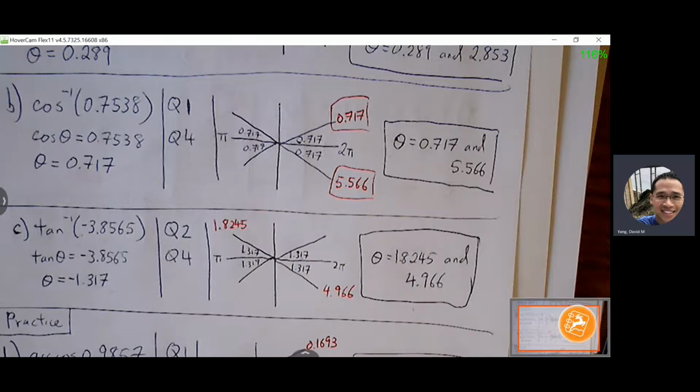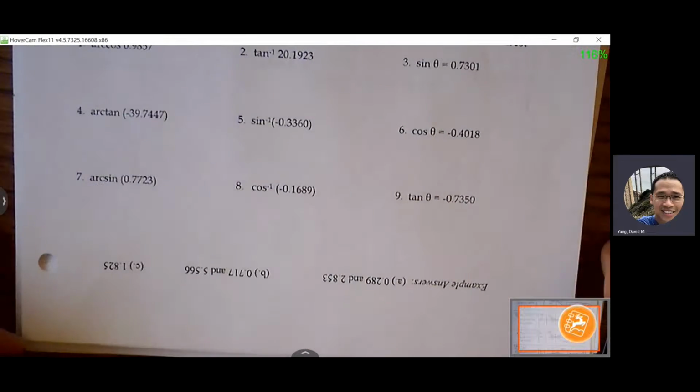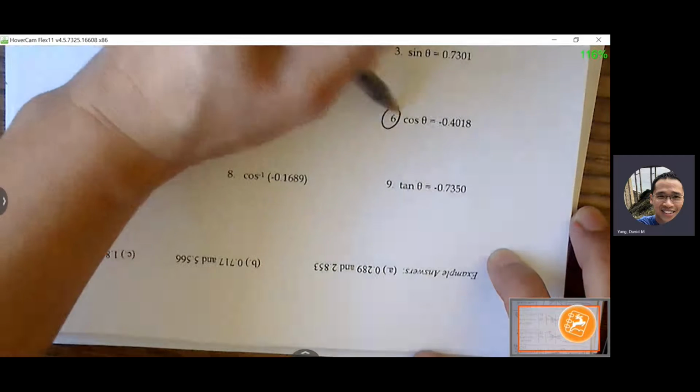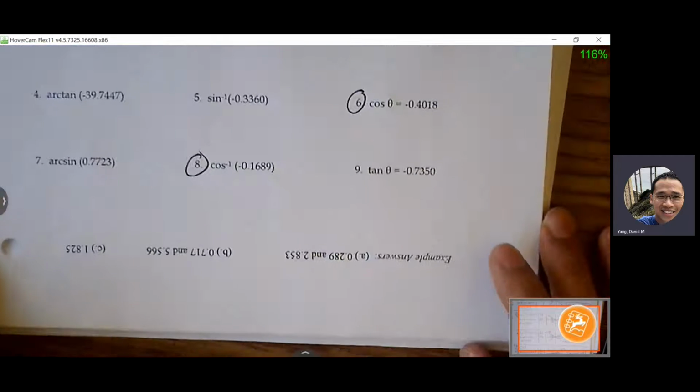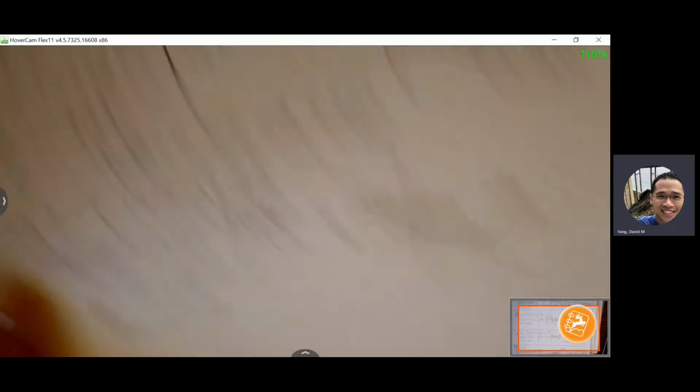Okay, anything else? A, B, and C, you guys okay? So if we can skip to number 6 and number 8, I just want us to get practice with those so that we're not thrown off if we were to see it. Okay, so number 6.